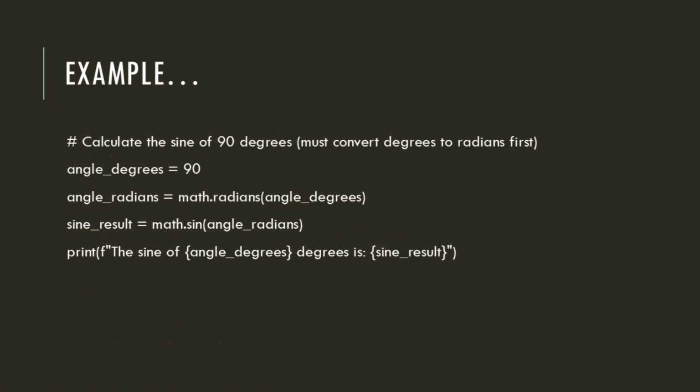Calculate the sine of 90 degrees. We must convert degrees to radians first. Angle degrees equal to 90. Angle radians equal to math.radians(angle_degrees). Sine result equal to math.sin(angle_radians). Print f-string, the sine of angle degrees is sine result.